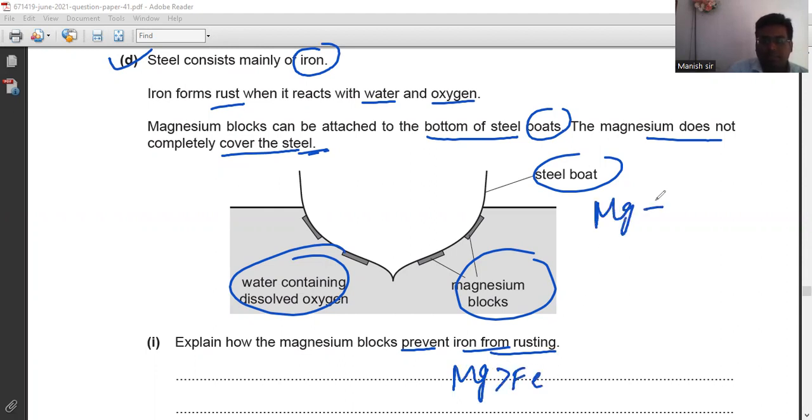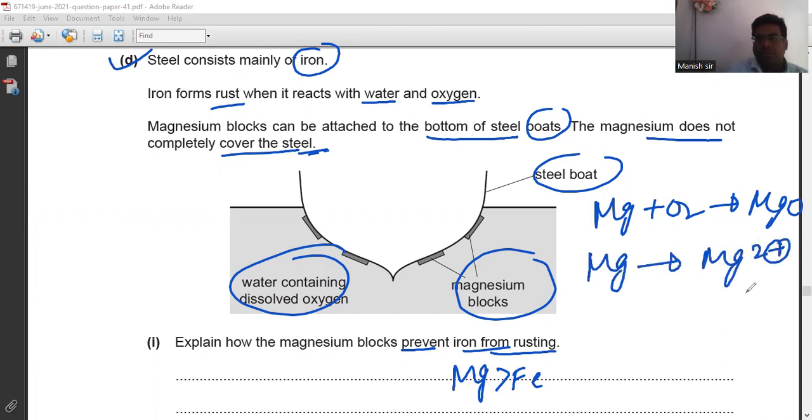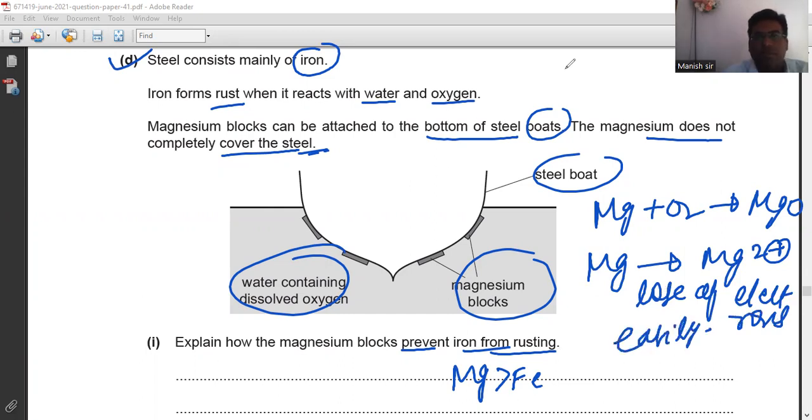Because magnesium is more reactive than iron, right? So magnesium reacts with oxygen and forms magnesium oxide in comparison to iron, right? And magnesium also loses two electrons easily. It loses electrons easily. Understood? So this is the answer to the first one.